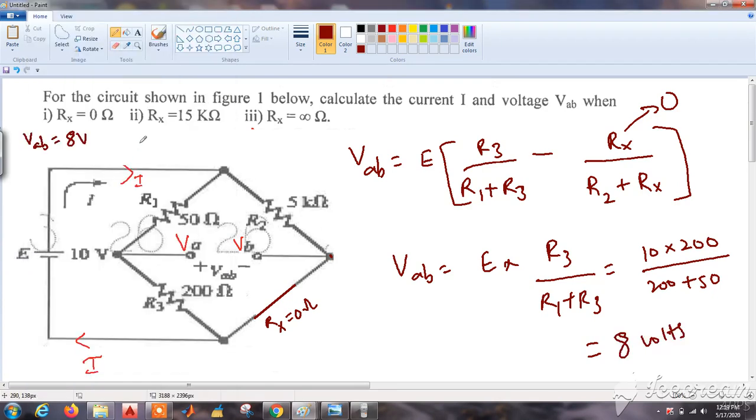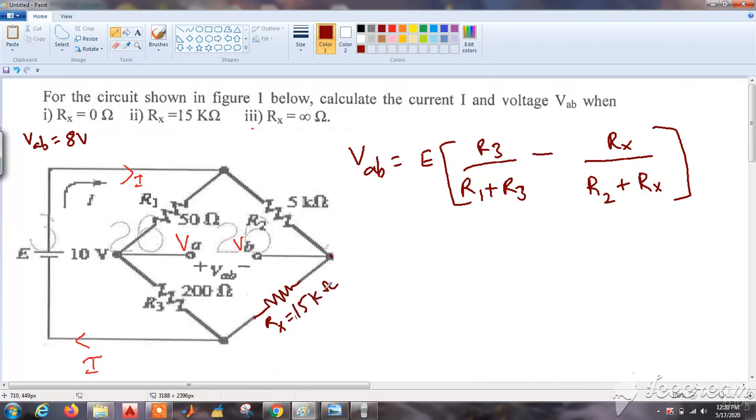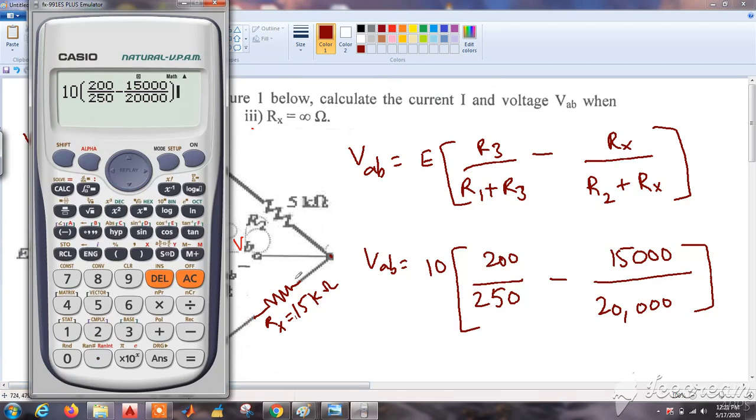Now let us move on to our next case, that is Rx is equal to 15 kilo ohms. As Rx is 15 kilo ohms, let us directly substitute all the values in this equation. I have substituted all the values of resistors. Now let's calculate. So we are getting half a volt, or 0.5 volts, as VAB when the value of Rx is 15,000 ohms or 15 kilo ohms.